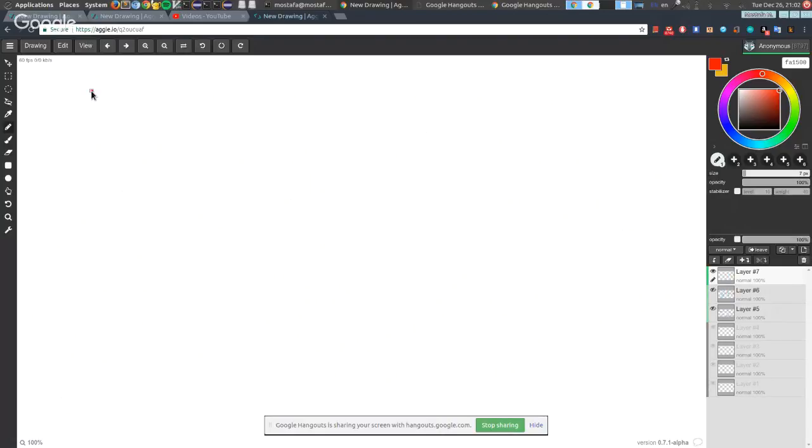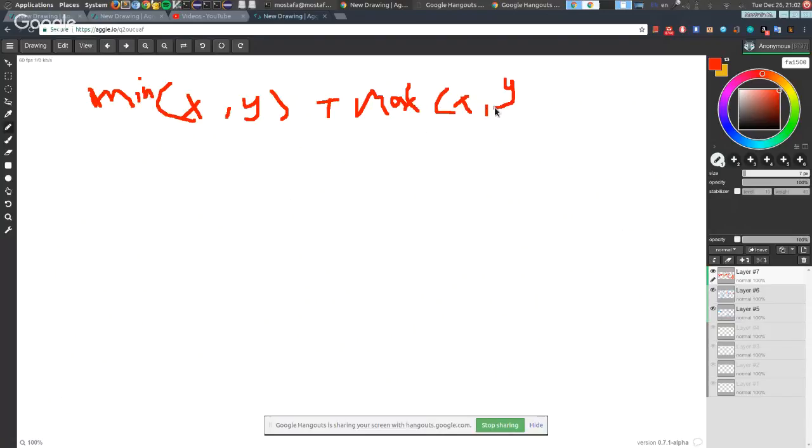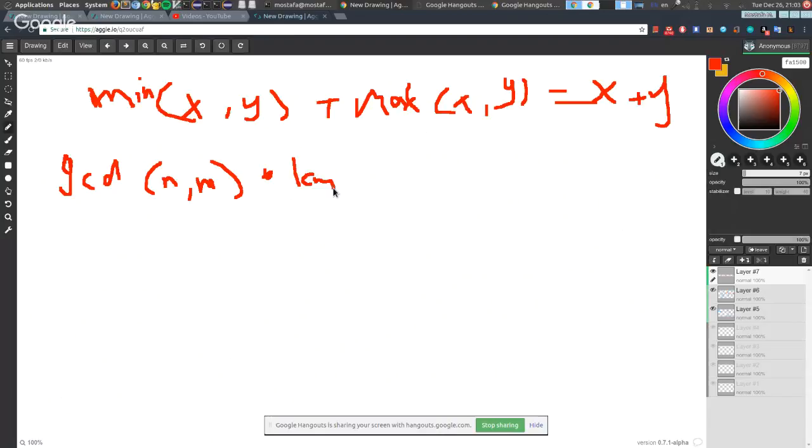Also, if we have two numbers, x and y, the minimum of x and y plus the maximum of x and y is equal to x plus y. So basically, if we multiply the GCD of n and m times the LCM of n and m, this is equal to n times m.